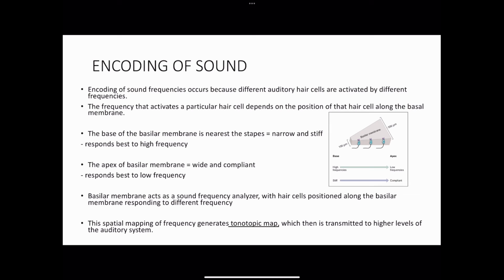The base of the basilar membrane is nearest the stapes, narrow and stiff. It responds best to higher frequency, while the apex of the basilar membrane is wide and compliant. It responds best to low frequency. The basilar membrane acts as a sound frequency analyzer, with hair cells positioned along the basilar membrane responding to different frequencies. This spatial mapping of frequency generates a tonotopic map, which is then transmitted to higher levels of the auditory system.